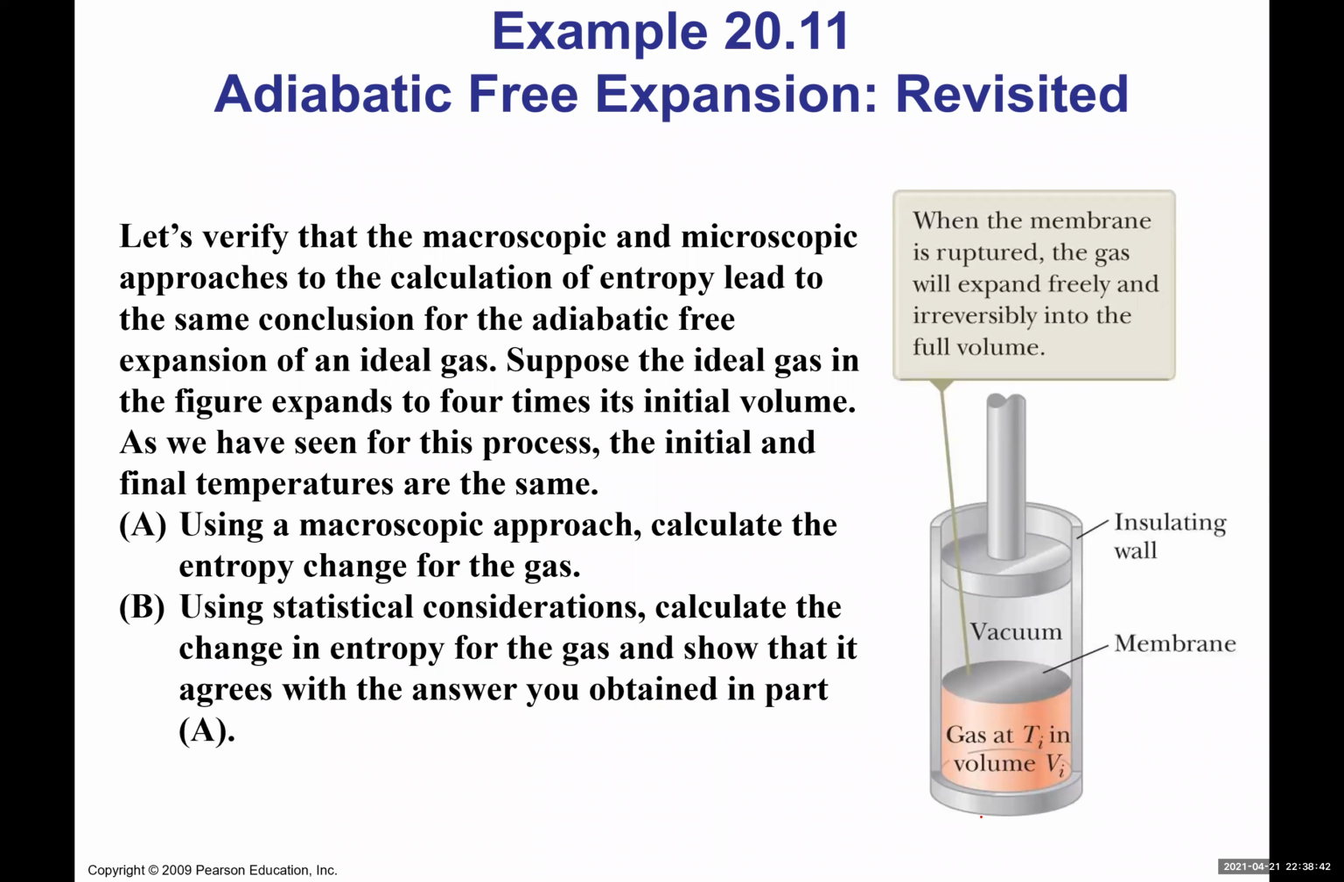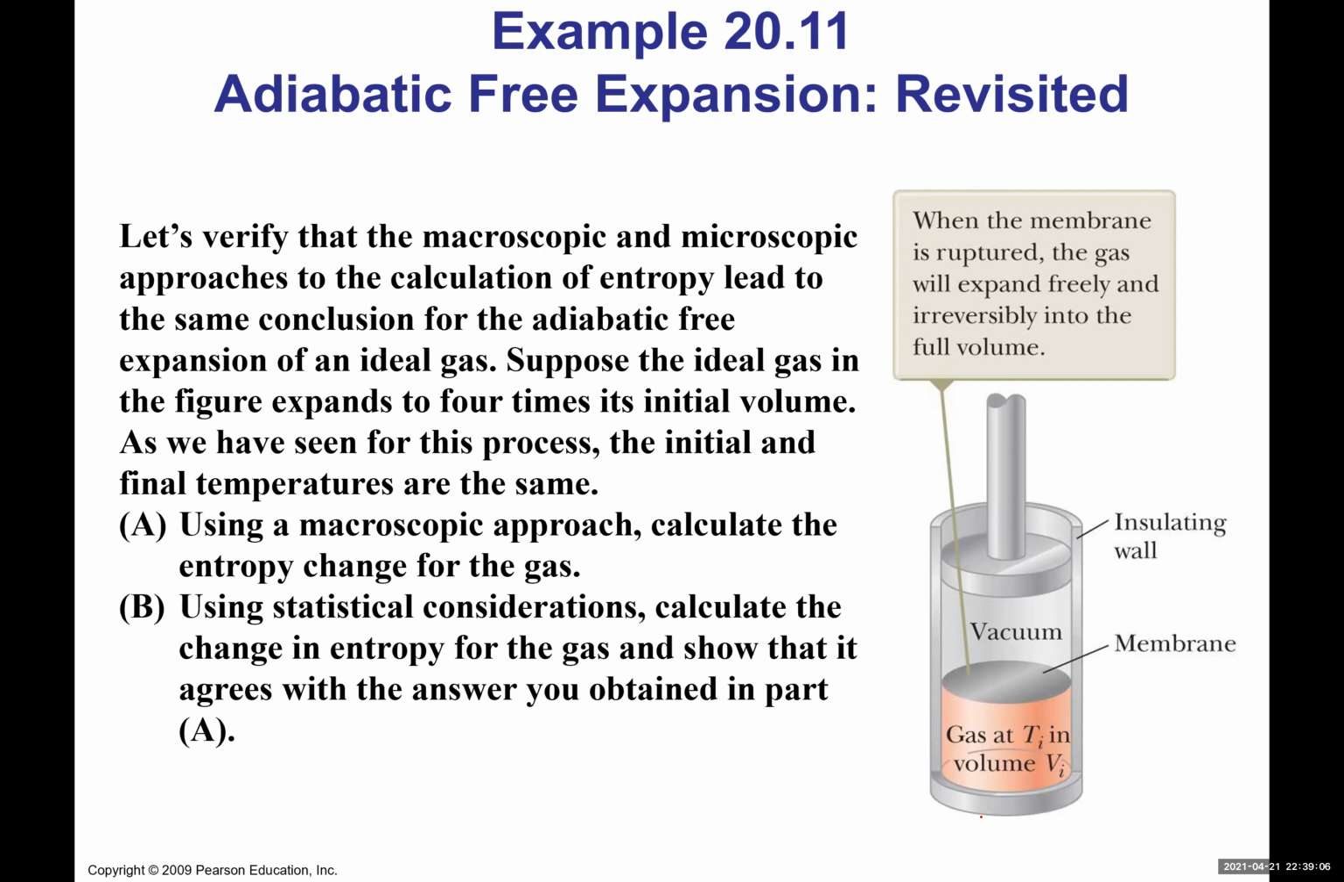All right, so next we're going to look at adiabatic free expansion. We're going to revisit it, and look at how we can represent that adiabatic free expansion in terms of the macroscopic and microscopic approach. So let's verify that the macroscopic and microscopic approaches to the calculation of entropy lead to the same conclusion for the adiabatic free expansion of the ideal gas.